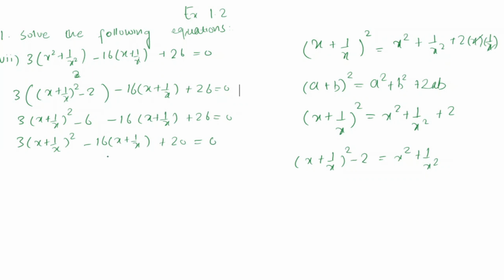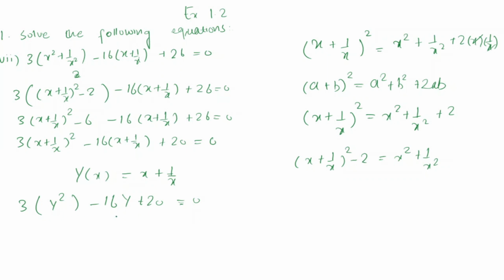To make our thing easy, let's assume x plus 1 over x is another variable. Let's suppose I have a function y which depends upon x, and this function is equal to x plus 1 over x. Now write these in terms of y, because x plus 1 over x will confuse you. So I would be writing 3y square minus 16y plus 20. I can make this very easy through factorization.